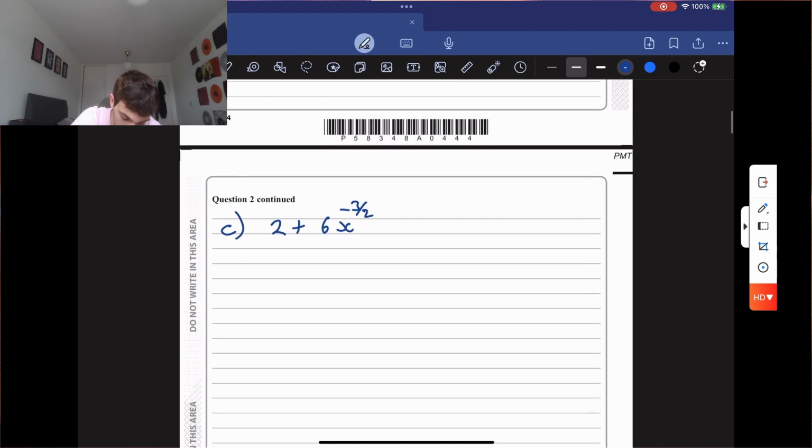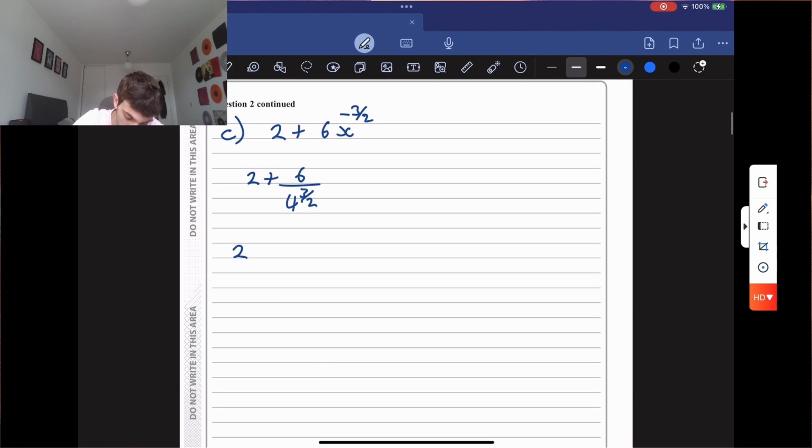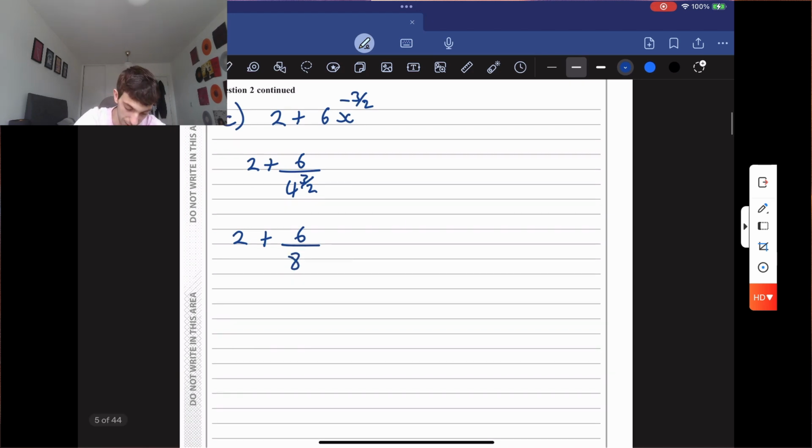So going from here, we have 2 plus 6 times x to the minus 3 over 2. That's 2 plus 6. I'm going to do the same thing as before. I'm going to write it as 6 over 4 to the power of 3 over 2. 4 to the power of 3 over 2, you could put it in your calculator, or you could just do it in your head. So you have 2 plus 6 over, square root of 4 is 2, cube it to get 8. So that's 2 plus 6 over 8.